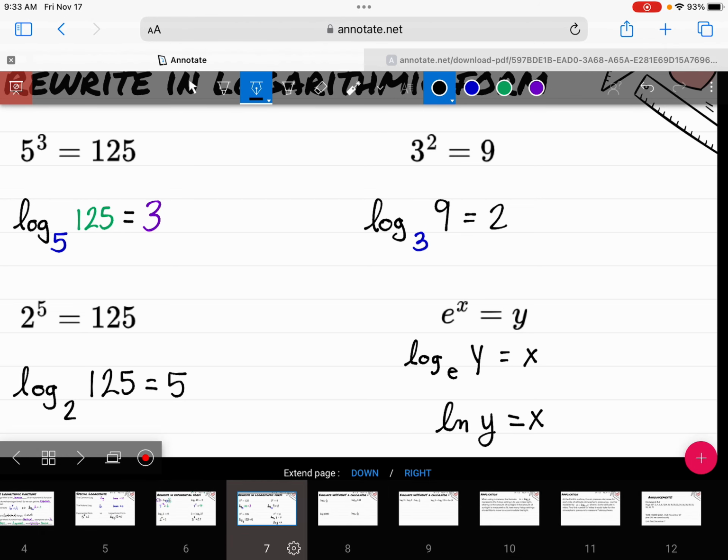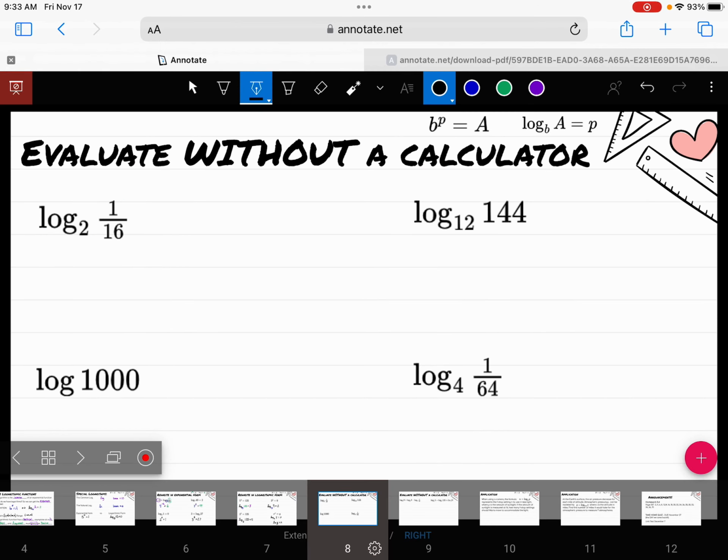Awesome sauce. We were doing super awesome on time and I love it. Because now we're going to practice evaluating just a smidge. And we do not need to use a calculator for this. Most of these we can't type in the calculator because they have bases. So we got to be able to do it without a calculator.